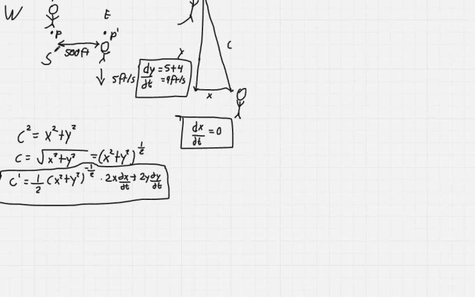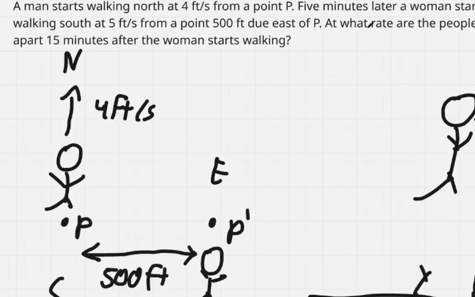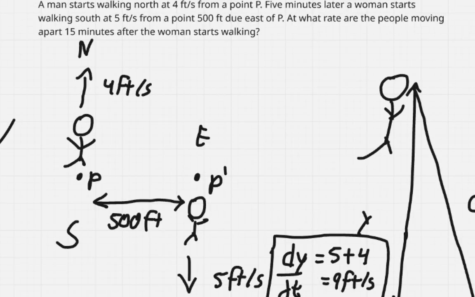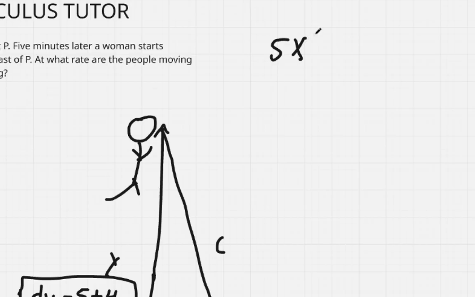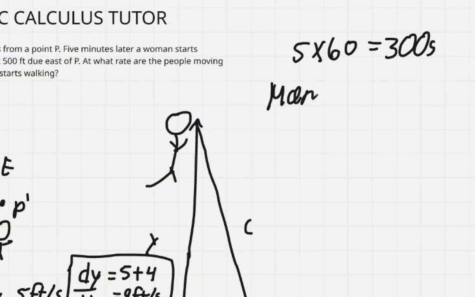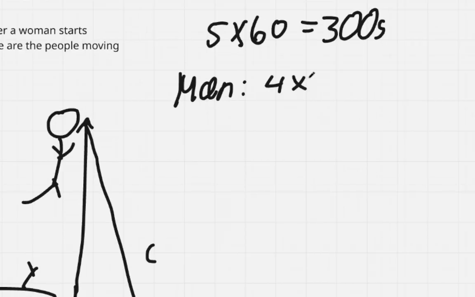but we don't use that yet because the question tells us that 5 minutes later a woman starts walking south, so we need to know the distance that the man has already covered. So 5 minutes is 5 times 60, which is equal to 300 seconds. And then we plug it in for the man. He's walking at 4 feet per second, so 4 times 300. So he's already 1,200 feet.